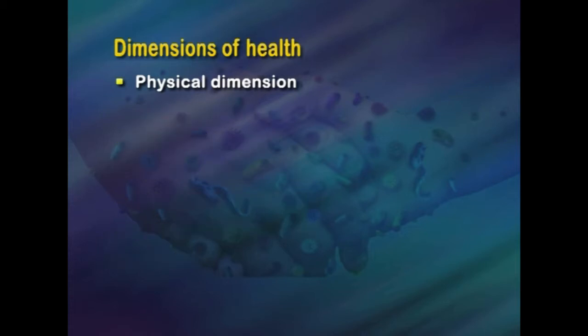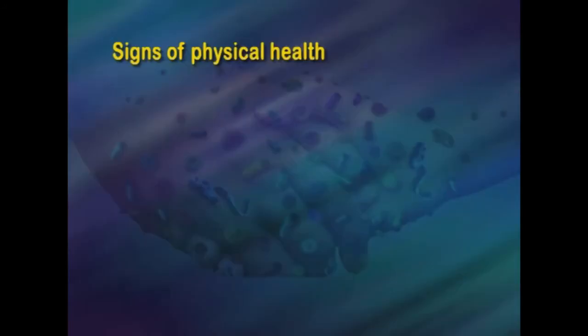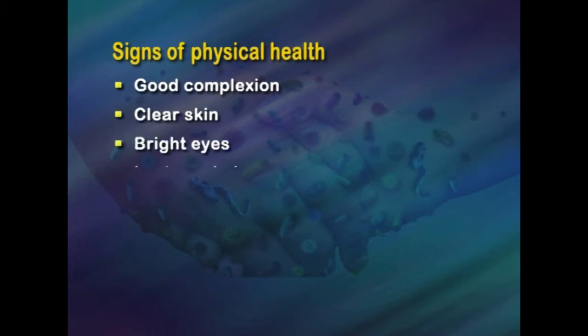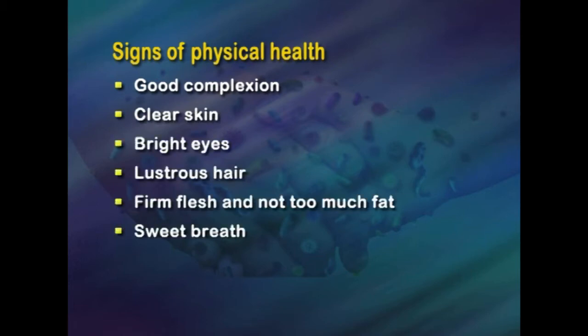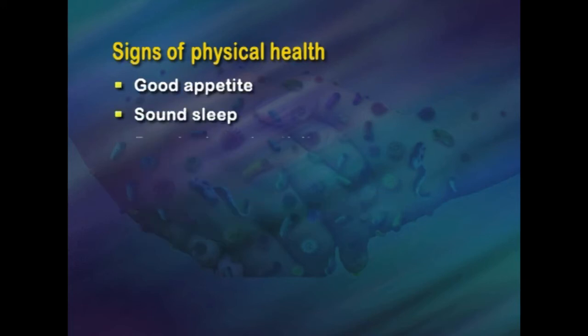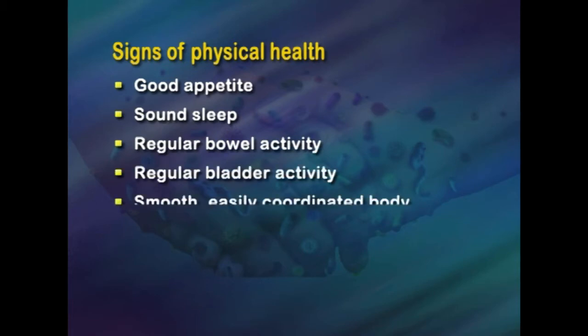Coming to the physical dimension, the state of physical health implies the notion of perfect functioning of the body. It conceptualizes health biologically as a state in which every cell and every organ is functioning at optimum capacity and in perfect harmony with the rest of the body. The signs of physical health in an individual are good complexion, clear skin, bright eyes, lustrous hair, firm flesh and not too much fat, sweet breath, good appetite, sound sleep, regular bowel activity, regular bladder activity, smooth, easily coordinated body movements.